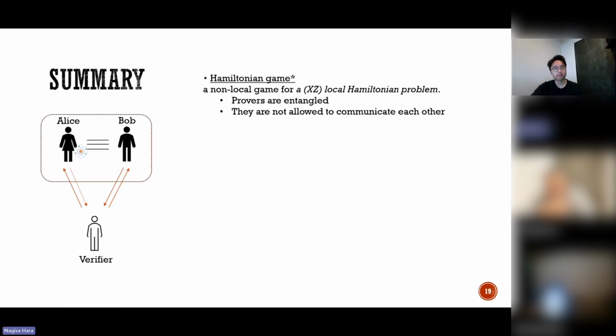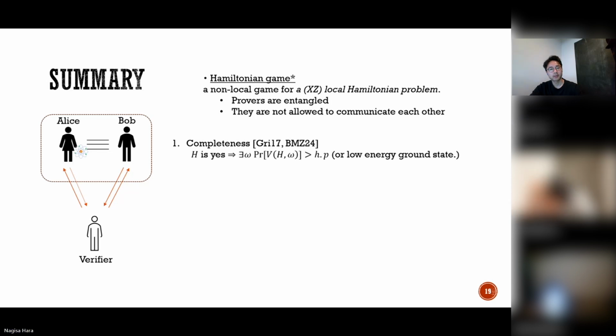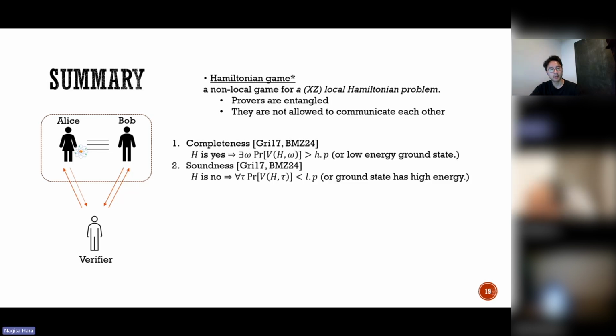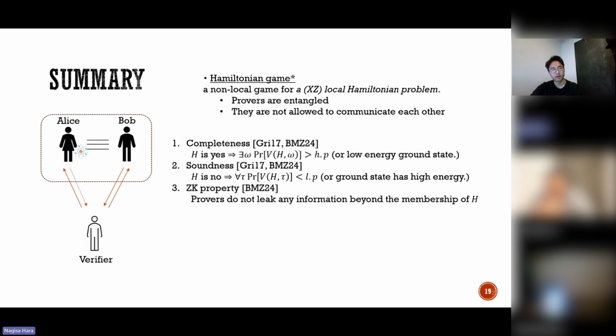So the summary: the modified version of the Hamiltonian game. This is a non-local game for the local Hamiltonian problem. The quantum provers are supposed to be entangled, and they are not allowed to communicate with each other during the protocol. Then there are completeness and soundness, and as I said, it has a constant gap between them. The third property is zero knowledge: the prover does not leak any information beyond the membership of the Hamiltonian.